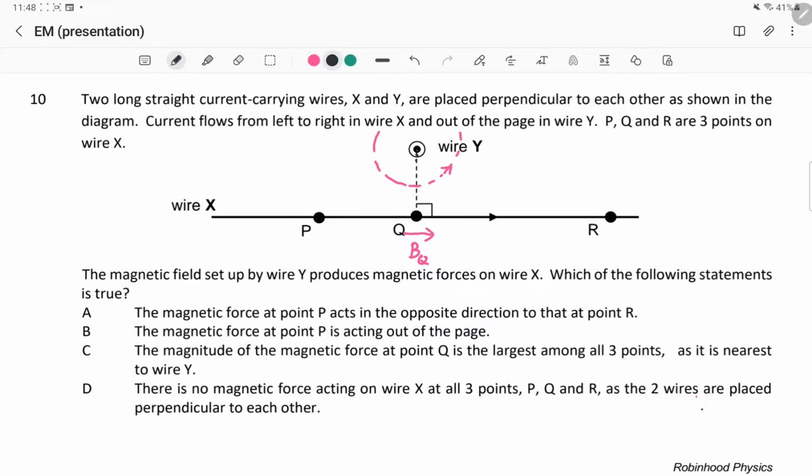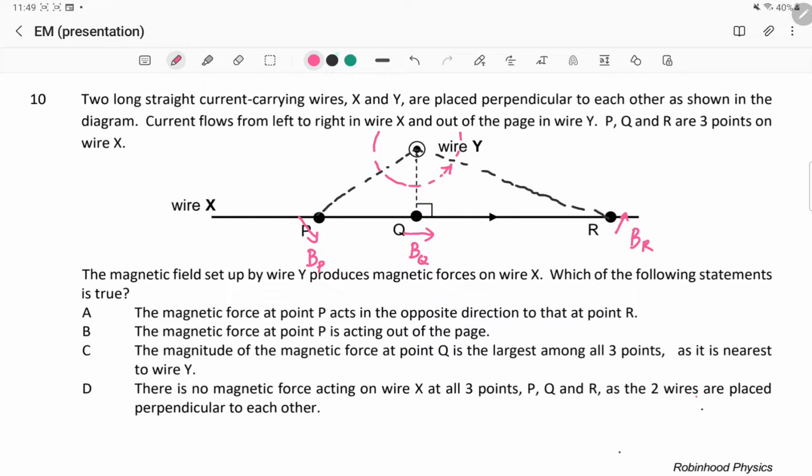What about for P? For P, you draw a line connecting. So this is like a radius. So what's the tangent? The tangent will be like this. So this is the B field at point P. Similarly, at R, the B field will be this way.